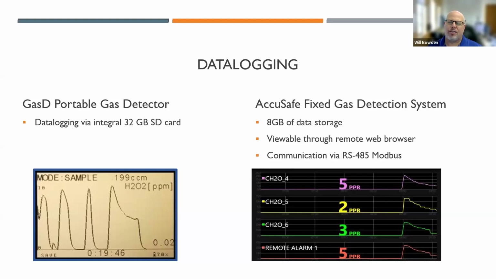AccuSafe, our fixed gas detection system, has 8 gig of data storage built in, but since we communicate via RS-485 Modbus, this can also be viewable through a remote web browser. And so on the screen of the AccuSafe itself, you have that display there, but then also have that backup of the data logging, again, for regulatory or environmental purposes, retention of that data per state, local, federal regulatory agency requirements.